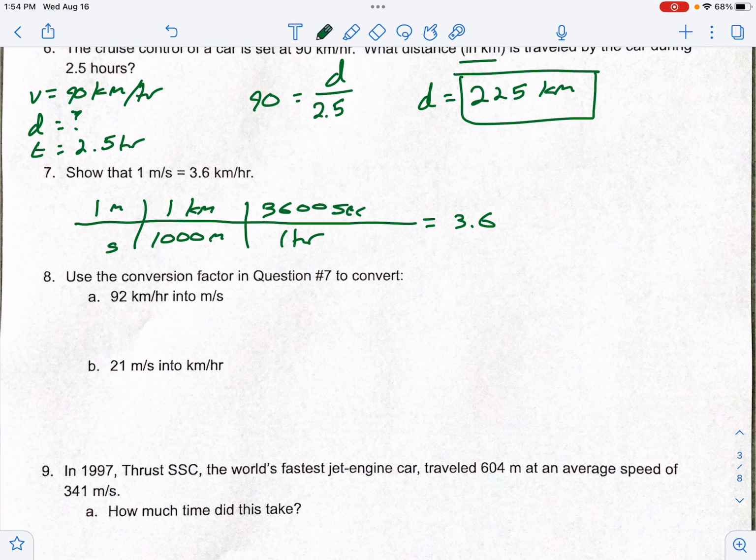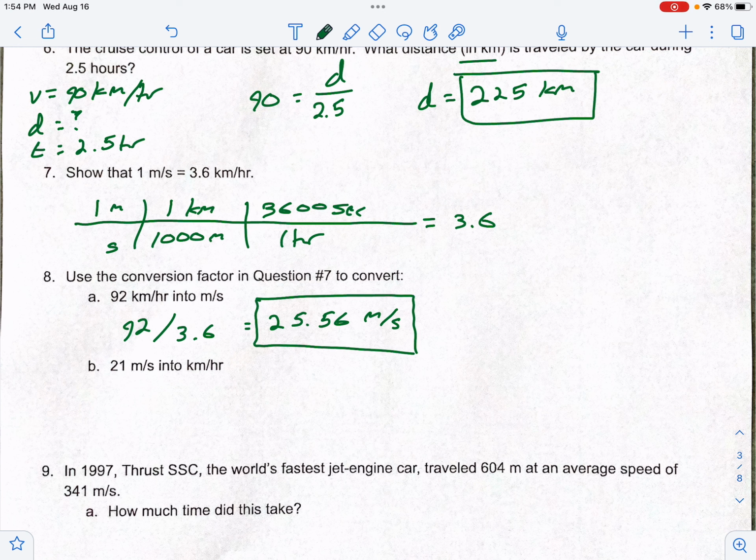Number 8, use the conversion factor in question 7 to convert. I'm going from kilometers per hour to meters per second, so I'm going to take that 92 and divide it by 3.6. Remember, you're going from hours to seconds, so it should get smaller. I got 25.56 meters per second. If you ever get a really long decimal number in your calculator, just use 2 decimal places. That's totally fine.